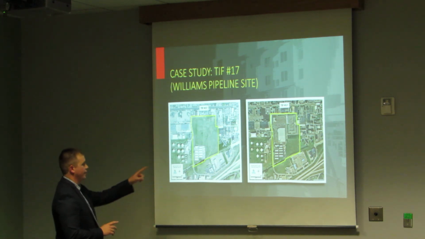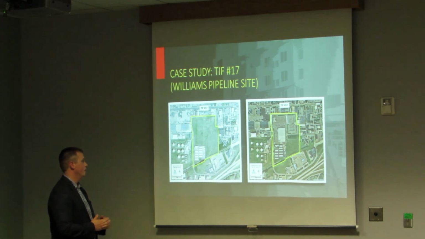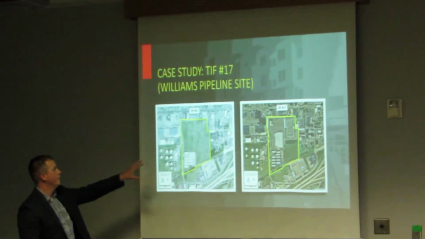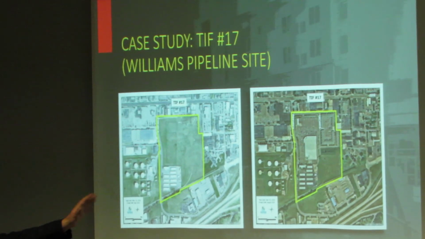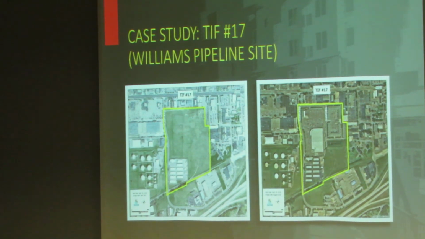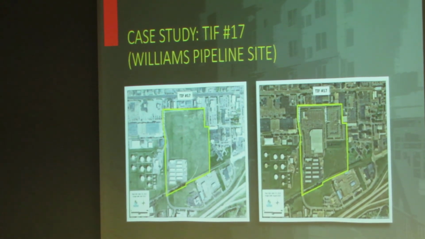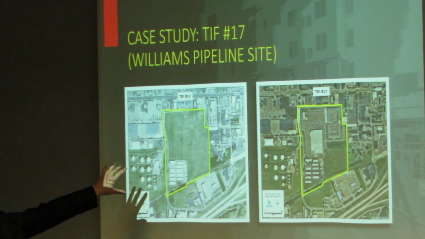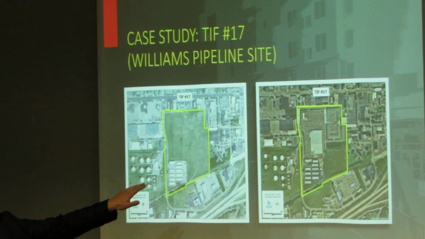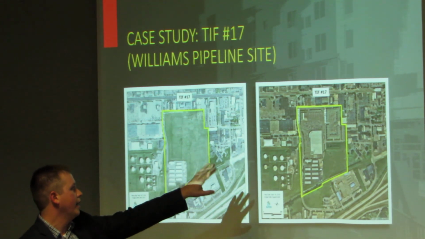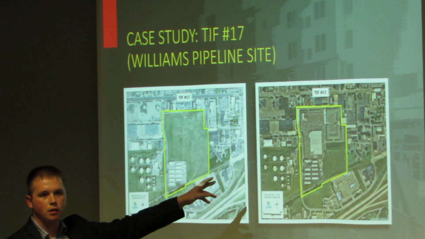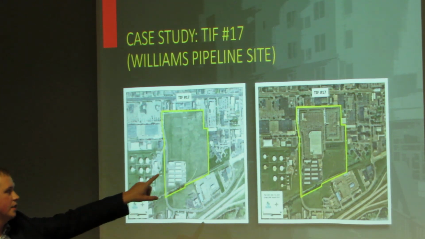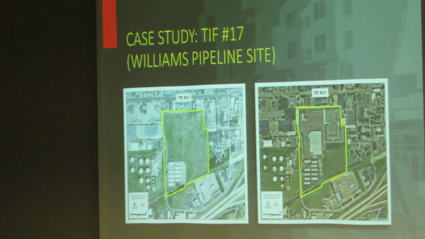This is an example of that a little bit, a TIF district that we recently closed out. It was called the Williams Pipeline Site. It had an old pipeline site on it, which was its original use. Ultimately, you can see it was really just a greenfield site, but we were really worried about the contamination associated with this site. It ended up being the location where Costco is in Sioux Falls. And there are about 250, 260 apartment units that were a part of this project as well.